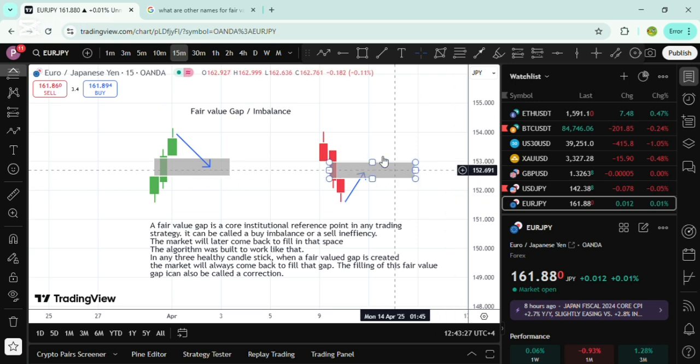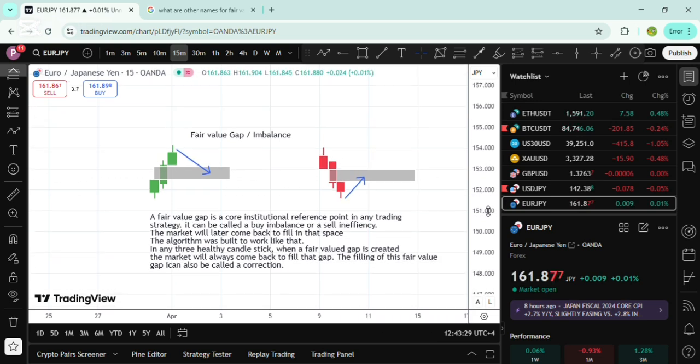So there's no space that is meant to be left unfilled in the chart. Every candle was a cause for a reaction. Price action, something caused that price action to happen. So if it's an imbalance, there must be a correction. After an imbalance, there must be a correction. So that's how it works.